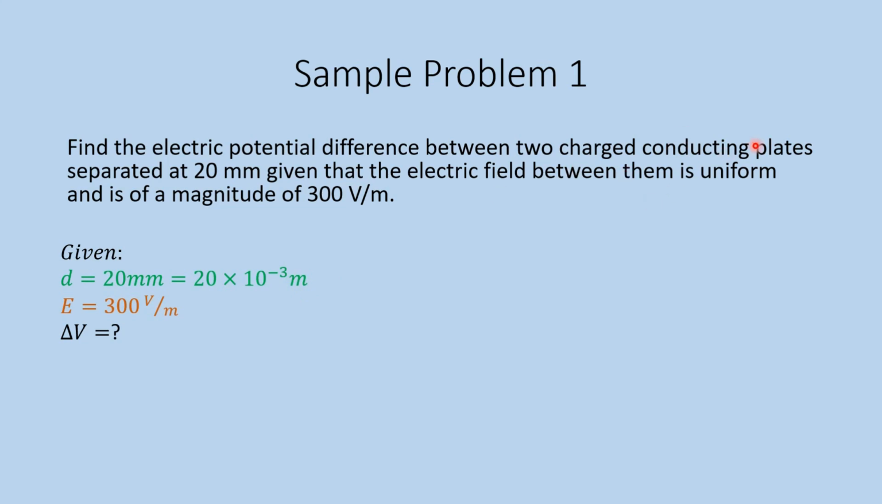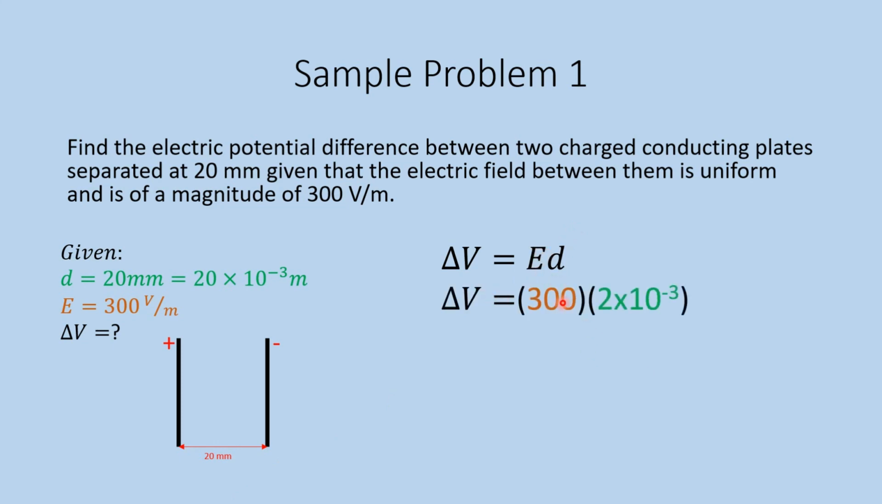Okay, we have two charged conducting plates. Then, to find the electric potential difference, we use the formula delta V equals ED. We replace E is 300 and D is 20 times 10 to the power negative 3. We get the answer for delta V as 0.6 volts.